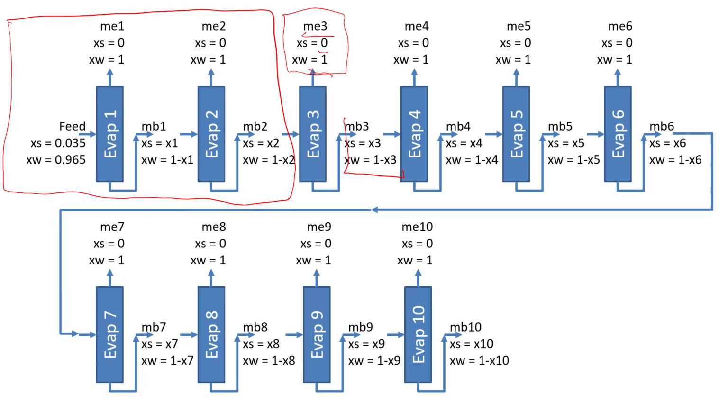The brine produced by evaporator 3, the flow rate we're going to use the variable MB3 to represent. The composition of salt, the mass fraction of salt is X3, and since the mass fractions sum to 1, the composition of water is 1 minus X3. And that just gets repeated for evaporators 4, 5, 6, and I ran out of space, so I had to draw this and come back around here in order to go into evaporators 7, 8, 9, and 10.